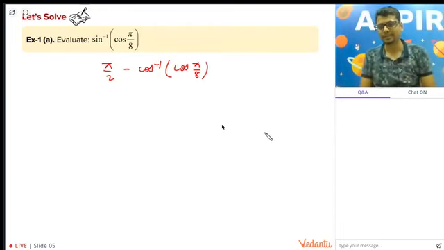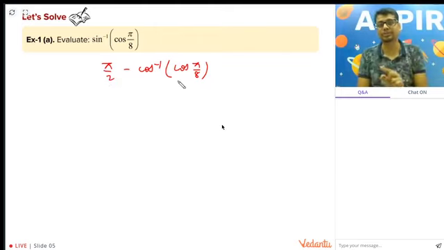All right. So sine inverse x plus cos inverse x is what? Pi by 2. All right. So sine inverse x I can write as what? Pi by 2 minus cos inverse x. So this is what it is.